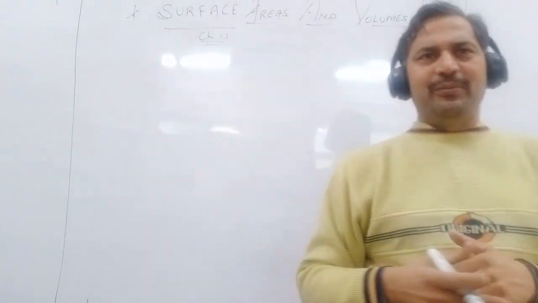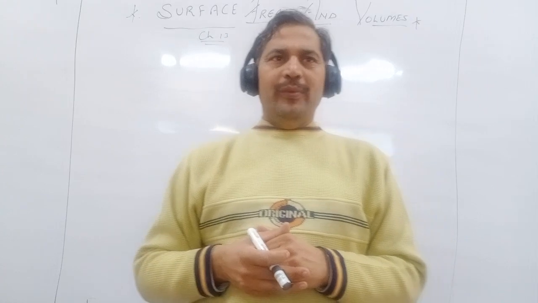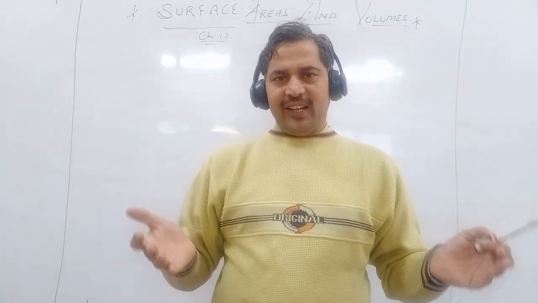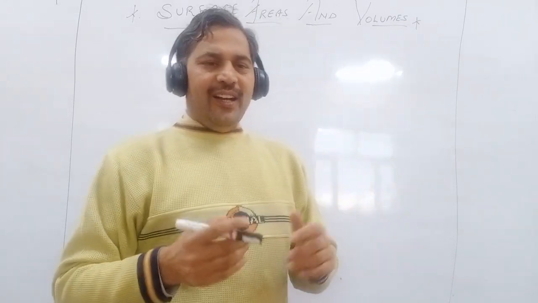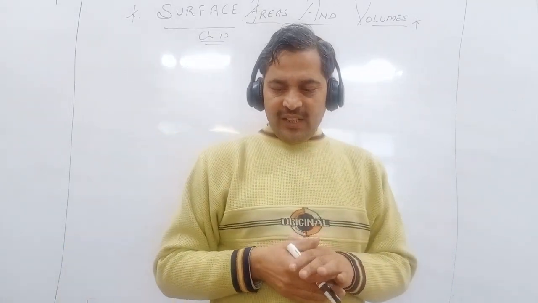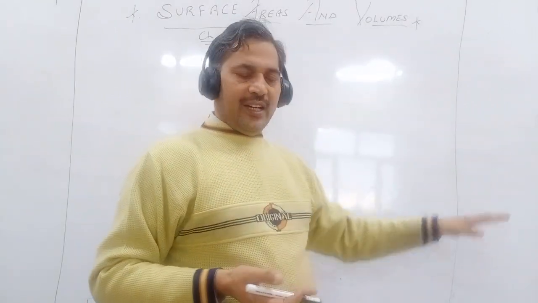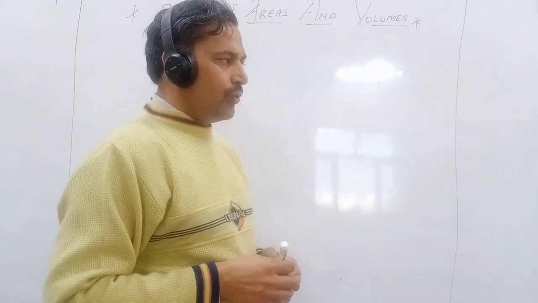What is the difference between volume and area? Volume has three dimensions: length, breadth, and height. Area has two dimensions. Anything plain, like this board, has length and breadth. So this is the difference between area and volume.